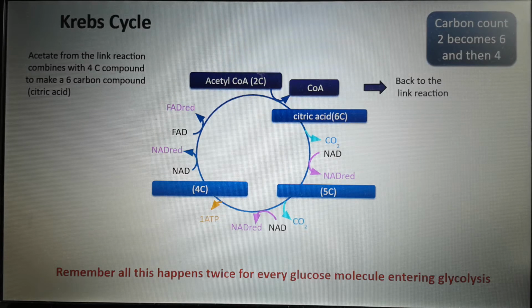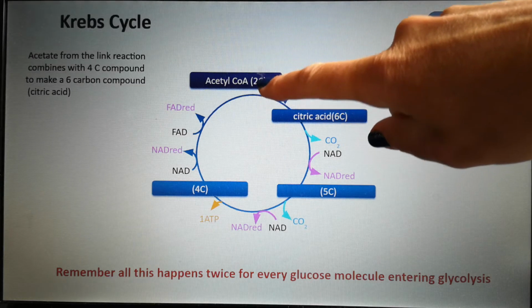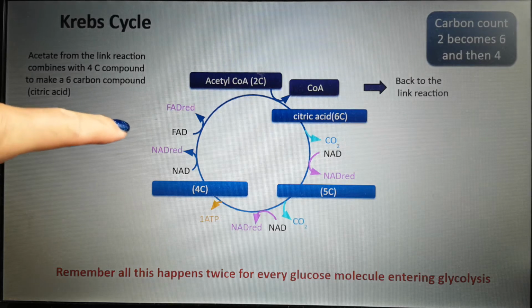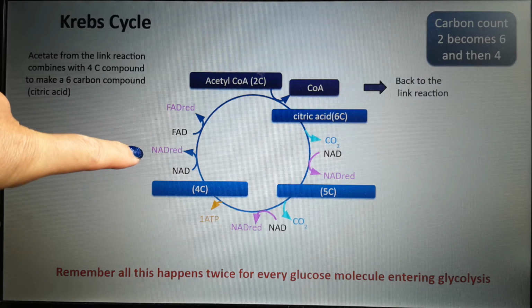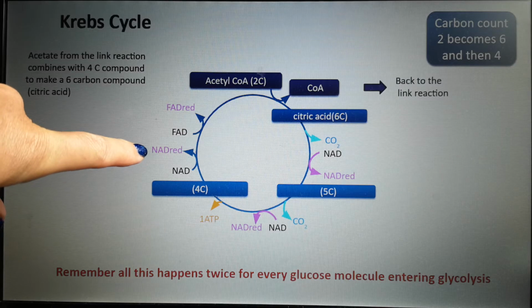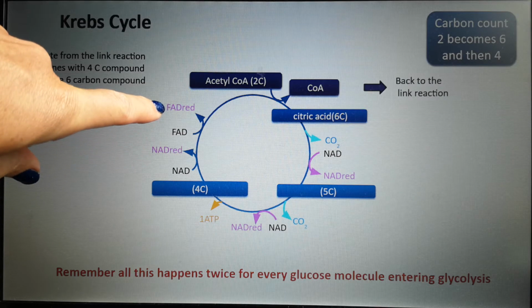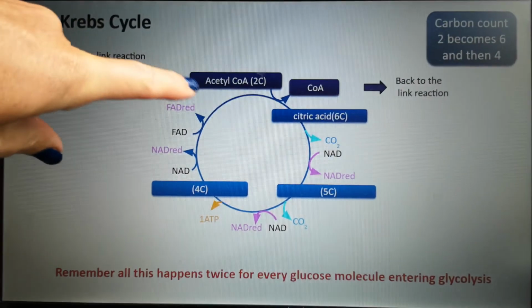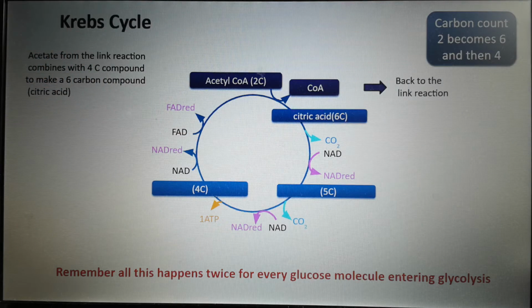So now we've got a 4-carbon compound, but we're not finished with it yet. It needs to be oxidized or dehydrogenated twice more before it's ready to receive the acetyl group again. And those 2 oxidations or 2 dehydrogenations produce 1 molecule of reduced NAD and 1 molecule of reduced FAD, both of which will go to the electron transport chain.